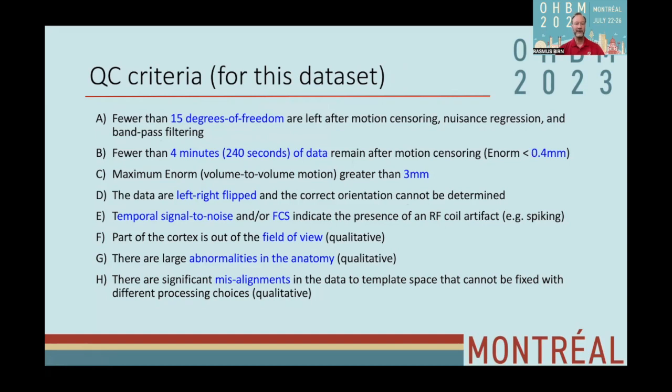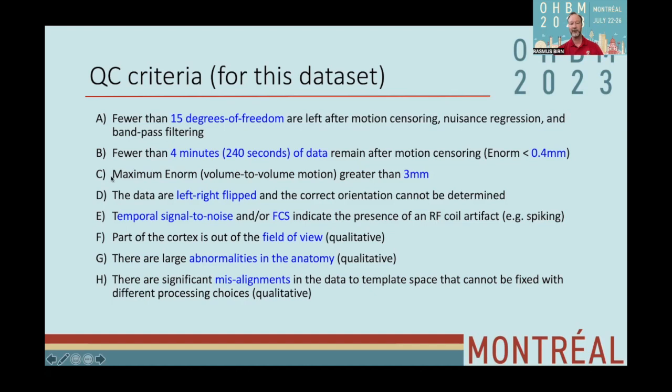Now, more data is always better, and a typical cutoff that's been used in the literature is having at least 5 minutes of good data. Well, in this particular data set provided by OpenQC, we only had runs that were 5 minutes in duration, and so any kind of motion censoring would cut into that. And so I relaxed that to keep 4 minutes of good data, just to be able to keep some participants.